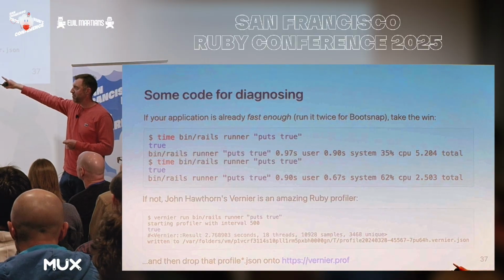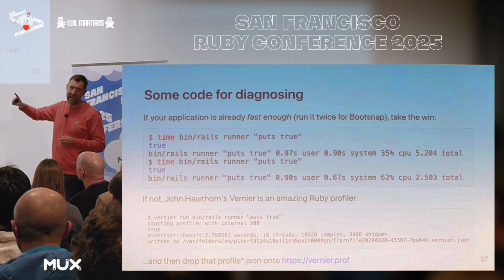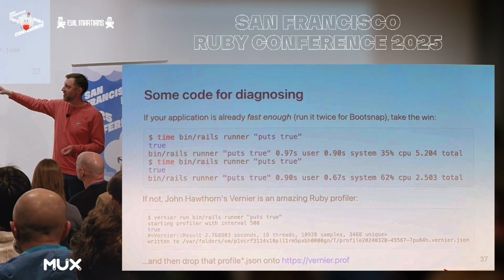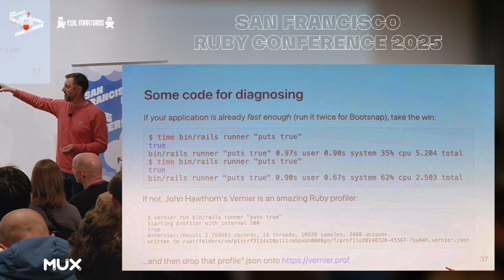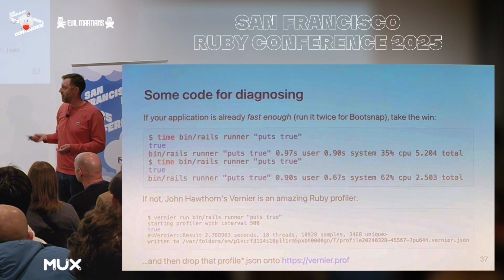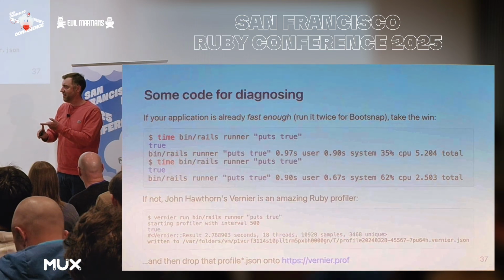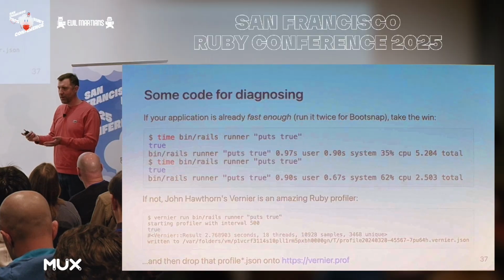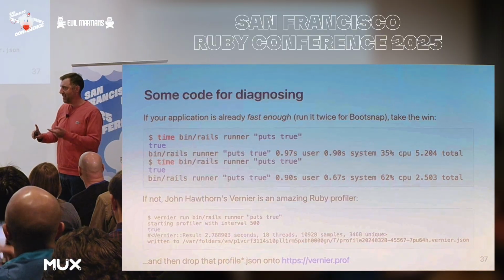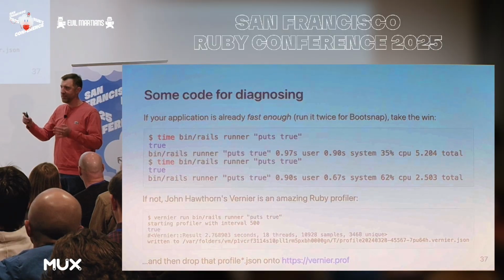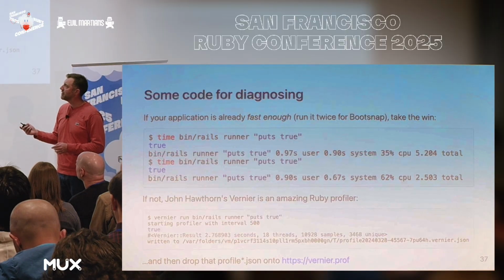I really want to rep John Hawthorne's Vernier profiler. It's really easy to use. Again, you can boot your Rails application on your local development laptop, just run Vernier against it, get a flame graph, drop it onto Vernier, and see the results. I also want to say that this is a great opportunity to learn how to do profiling and how to read flame graphs, and all of these things help you immediately rather than sort of some abstract user out there on their web browser.